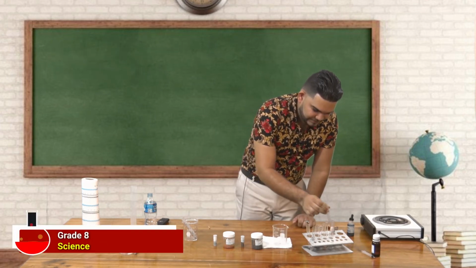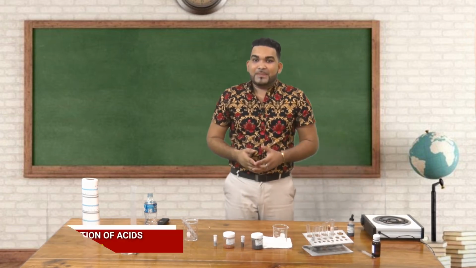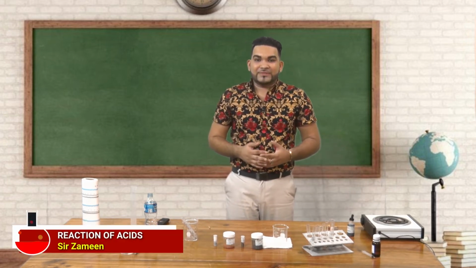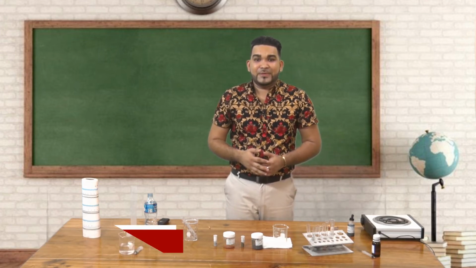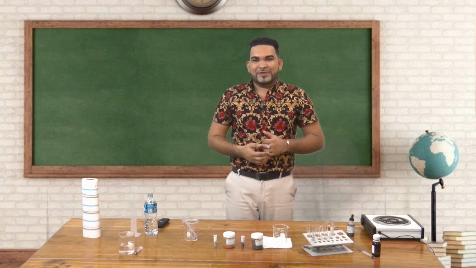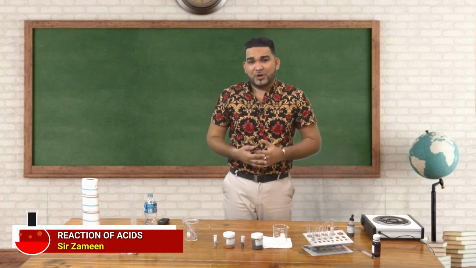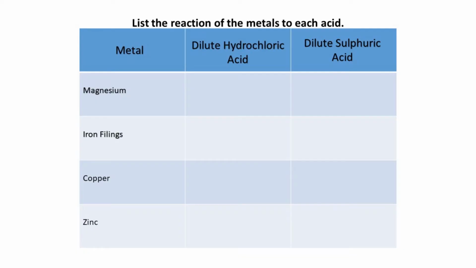So students, the big question is now, right? The big question is, out of these four metals, which one actually reacted the most vigorous? Which one reacted the least? Or, as we can vividly see, had no reaction at all. So our four metals are magnesium, iron, copper, and zinc.